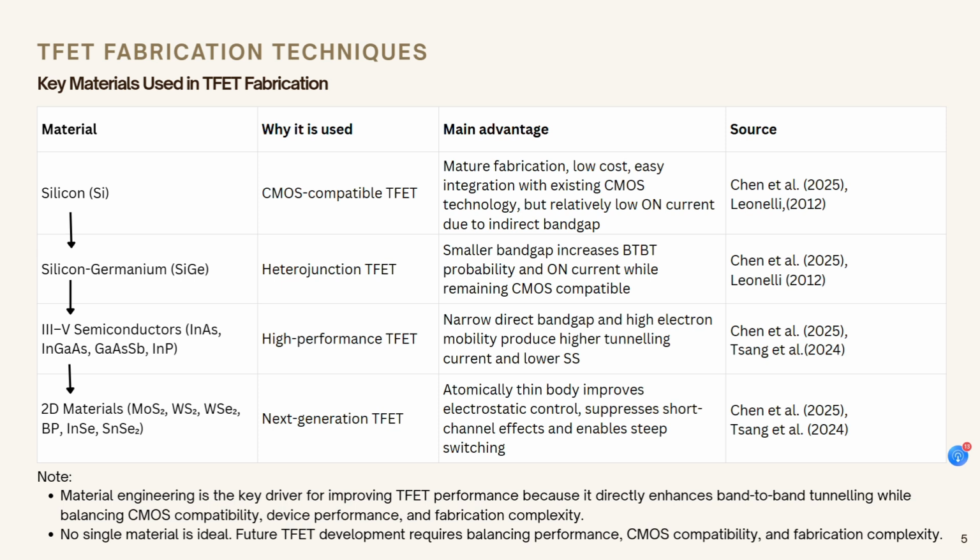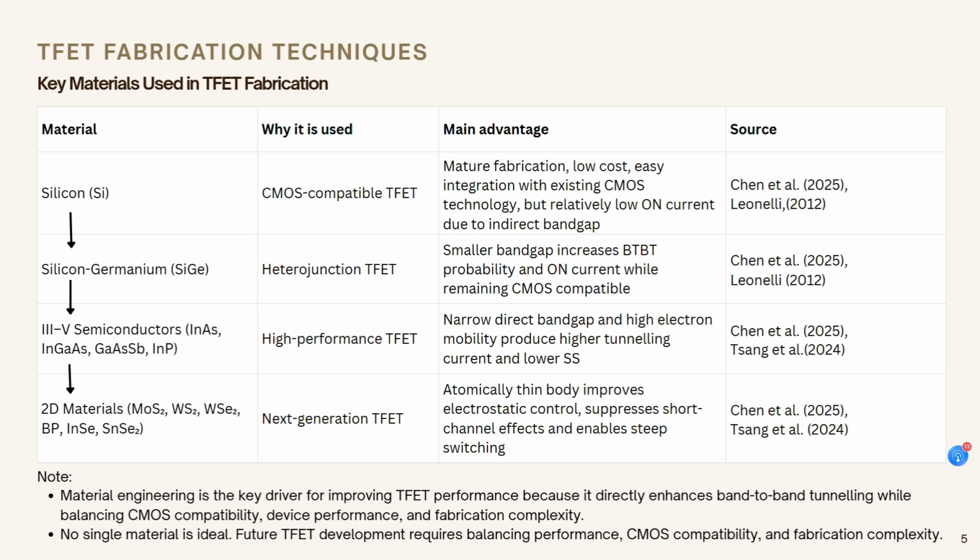To overcome this limitation, the researchers introduced silicon germanium. Since germanium has a smaller band gap than silicon, the tunneling barrier becomes thinner. This allows carriers to tunnel more easily, increasing the on current while still keeping the device compatible with CMOS technology. The next step was the use of group III-V compound semiconductors, such as indium arsenide, indium gallium arsenide, gallium arsenide antimonide, and indium phosphide.